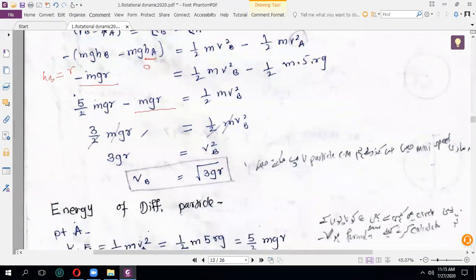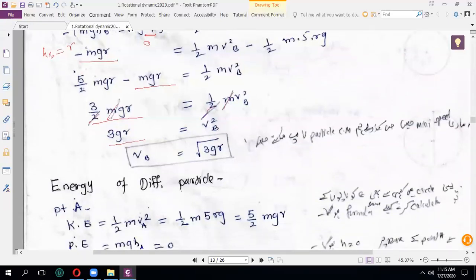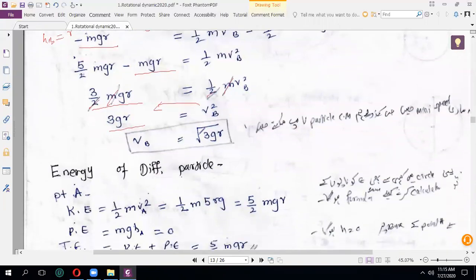Now calculate what we are getting: 3 upon 2 mgR, and half m v square B is already there. Now the 2 and 2 are cancelled, m and m are cancelled. What we are getting is v square B is equal to 3gR. Take the square to the left-hand side, and we get vB equal to the square root of 3gR. Clear? So we have the velocity of A, velocity of B and velocity of C.